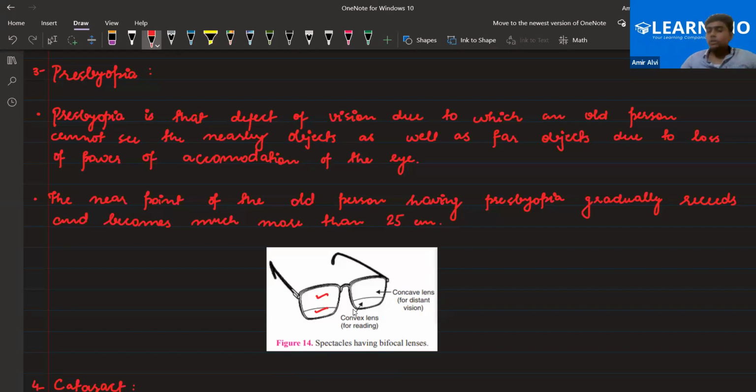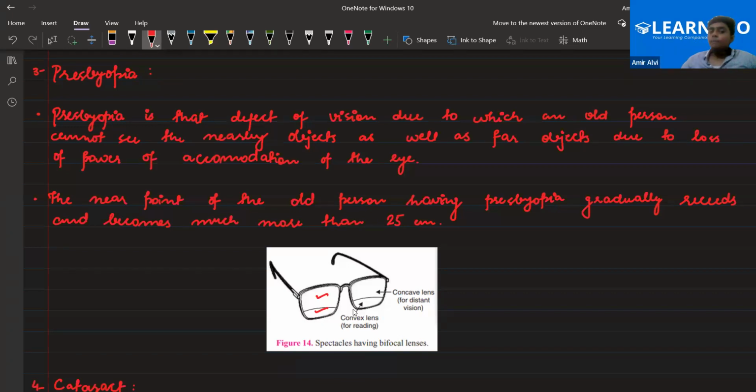And if they want to see a distant object, they push it away and place it in the middle of the nose, so that they can see the far objects, because at that time a concave lens is required to see the far objects. My myopic case. Am I clear to all of you? Any doubt so far? No, sir. Chalo, that's great.